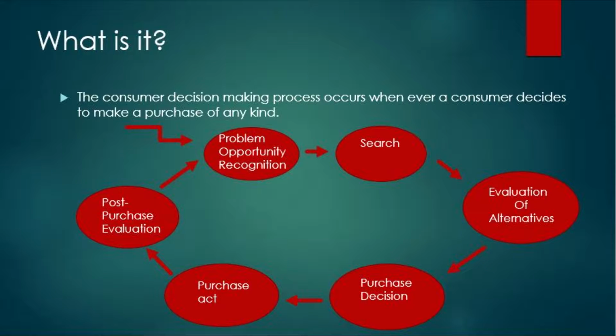The consumer decision-making process is the process the consumer starts when shopping for a new product. This process happens anytime a consumer decides to start looking for a product. It begins with problem-opportunity recognition, then moves to search, then to evaluation of alternatives. After this, the process moves to the purchase decision, then purchase act, and finally the consumer makes post-purchase evaluation. At this point, the process does not end, it begins from the beginning all over again. In the next few slides, I will go into each step in greater detail.